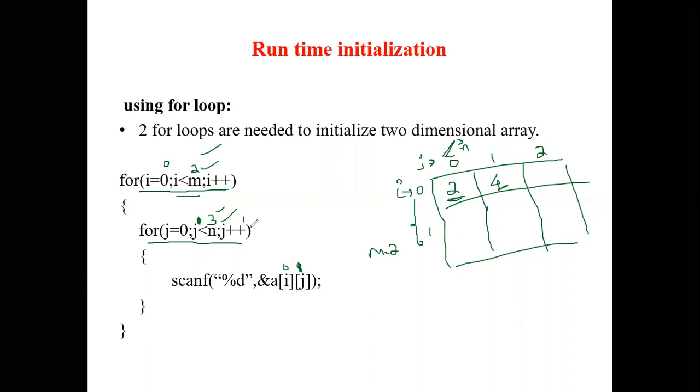Next again j will increment. It will become 2. 2 is less than 3. Yes, condition is true. Next at position a of 0, 2, that is this position, you have to enter the last element, that is I'll enter 10. Next j will get incremented, it will become 3. 3 is less than 3, condition fails. So we'll go to the outer loop, i will become 1. Same way the loop continues and you'll be entering the array elements here. So this is how we'll be reading the elements of the matrix or two-dimensional array.